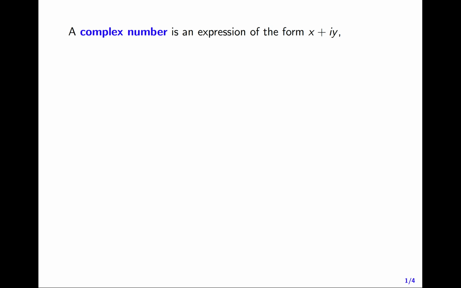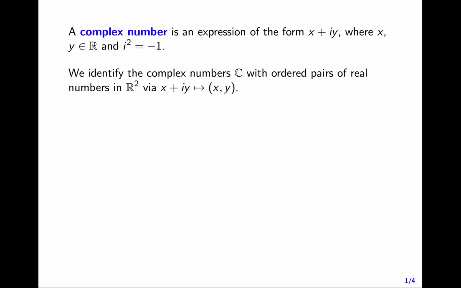We have been using complex numbers throughout the course, so hopefully some of this notation and vocabulary will be familiar to you, but I want to be sure we're all on the same page before taking our deep dive into complex analysis. So of course, a complex number is an expression or a symbol of the form x plus iy, where x and y are real numbers, and the symbol i satisfies i squared equals minus 1.